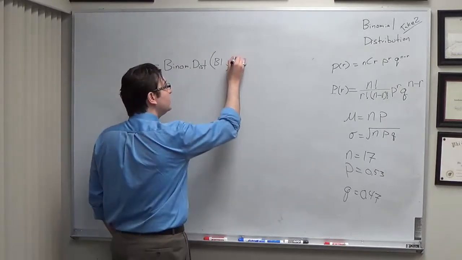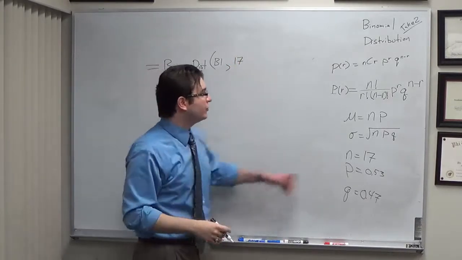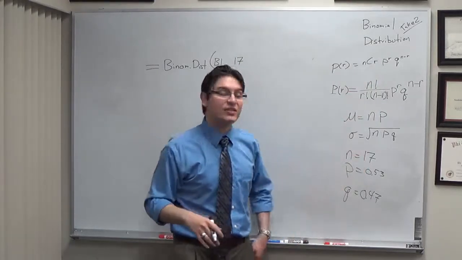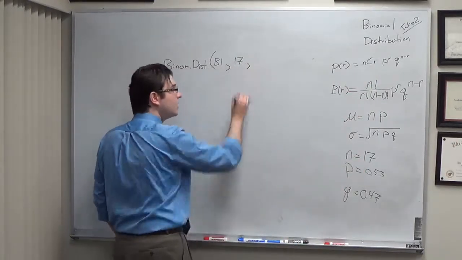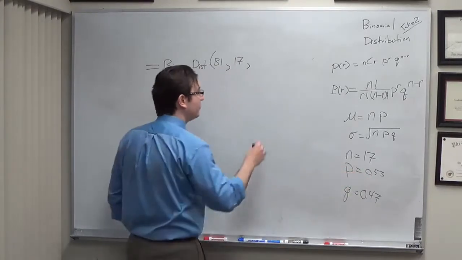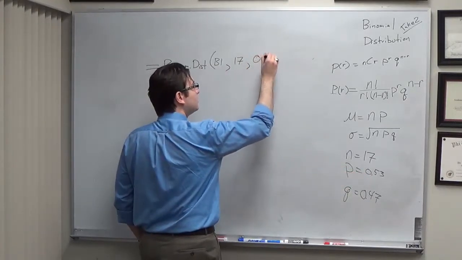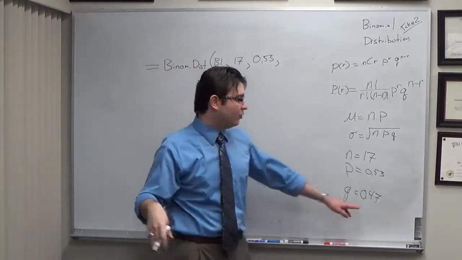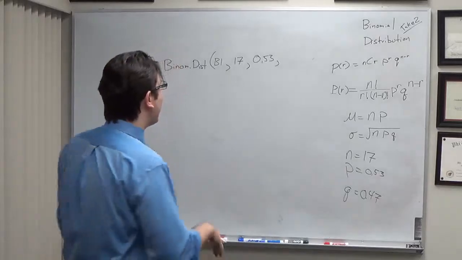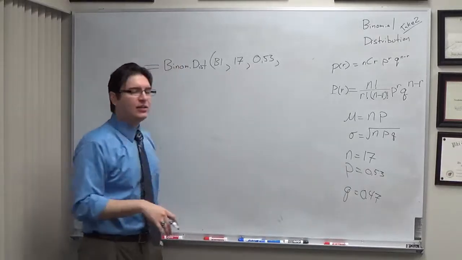You also are going to need to code in the total number of trials. Remember, we need to know how many trials overall we had. In our case, this was 17. Then you're going to code in your success chance. That's 0.53. And Excel's clever enough that it will automatically do 1 minus 0.53, so it doesn't need to know that. I may have mixed up the order of these three things, but you can work it out.